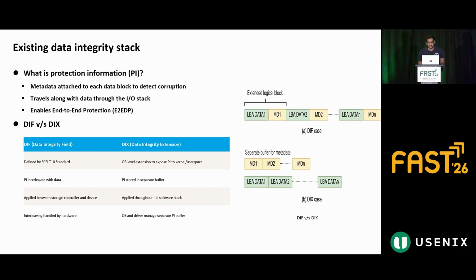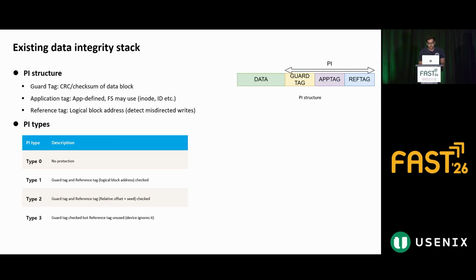So there are two kinds of PI. One is DIF, where the PI is interleaved with the data and it creates memory alignment issues. And then there is DIX, where the PI is stored in a separate buffer, and Linux supports DIX.